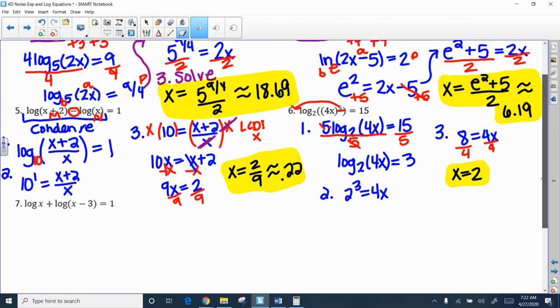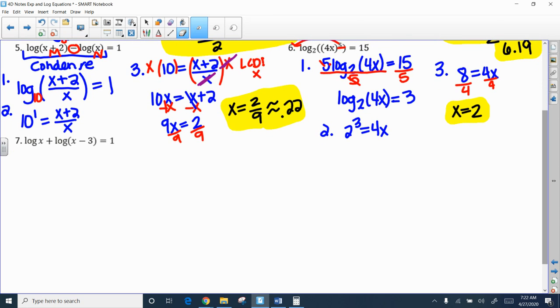All right, our last problem for the day, number 7. So we have log of x plus log of x minus 3 equals 1. So step 1 is to isolate. Again, like problem number 5, this problem has 2 logarithms. So I'm going to need to condense these into one logarithm. That's what we're going to do in the isolating step.